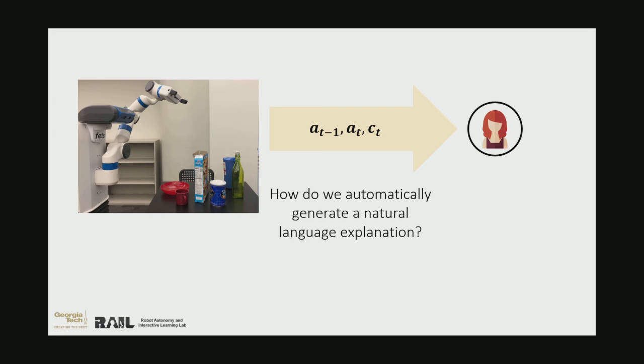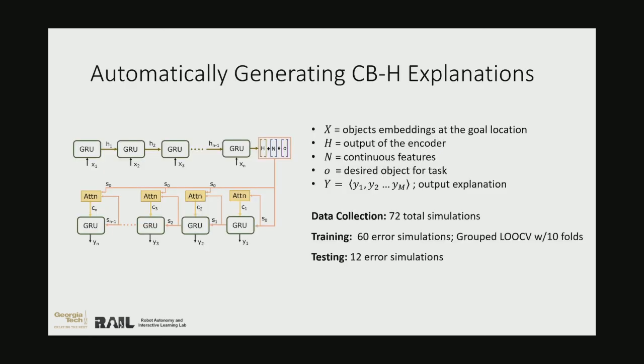Our next research question is then, how do we train a computational model to autonomously generate such explanations and generalize to new scenarios? To achieve this goal, we use an encoder-decoder model. On the left, you see the model architecture. X represents the input to the encoders, which are the embeddings of all objects detected near the robot. H is the output of the encoder, and the decoder takes in as input H, as well as N, which is the set of continuous features from the robot state space, and O, which is the embedding of the desired object. The decoder then generates Y, which is a sequence of words that make up the final explanation.